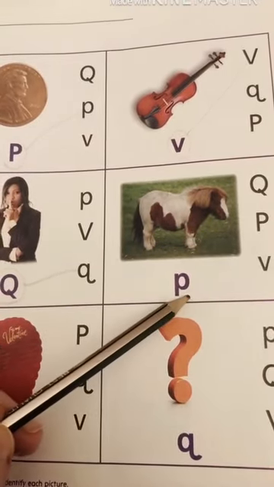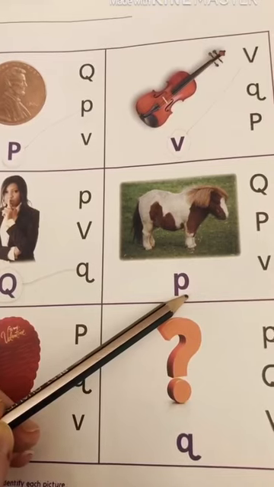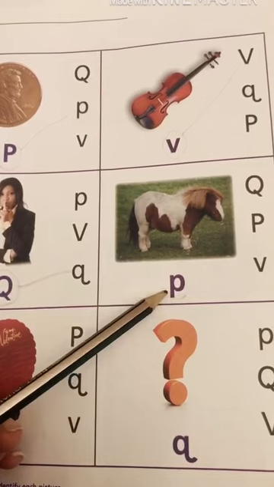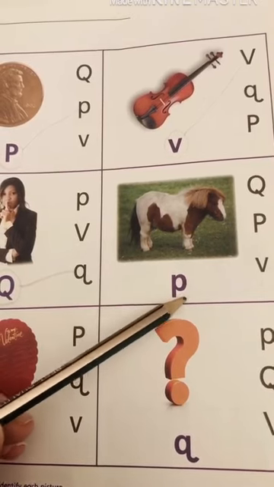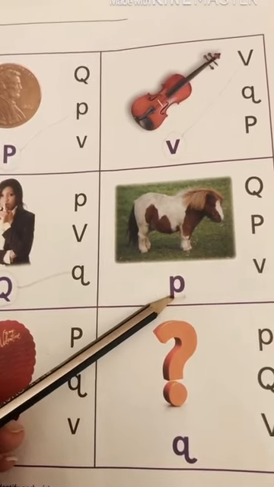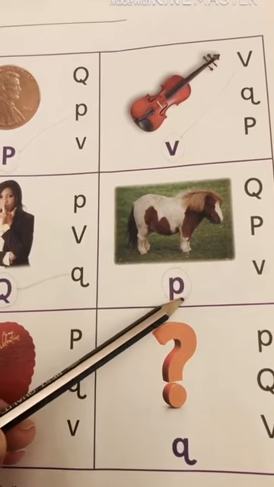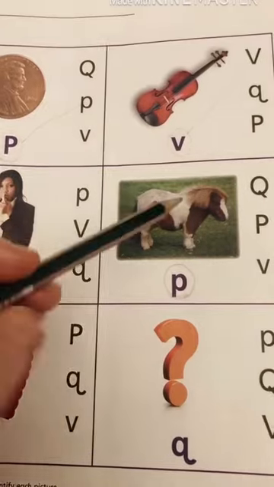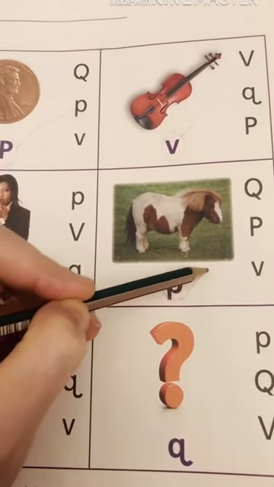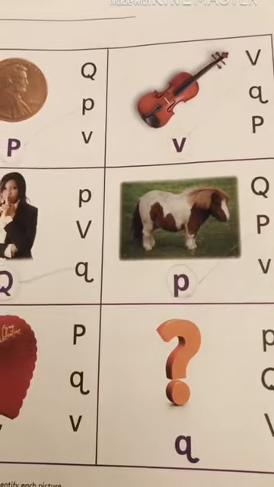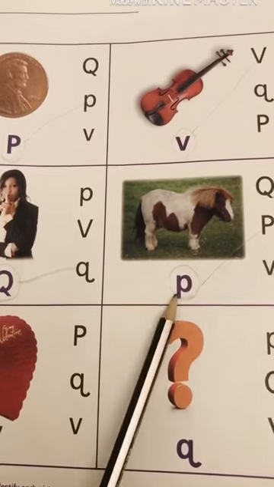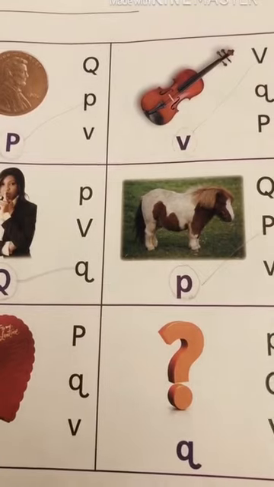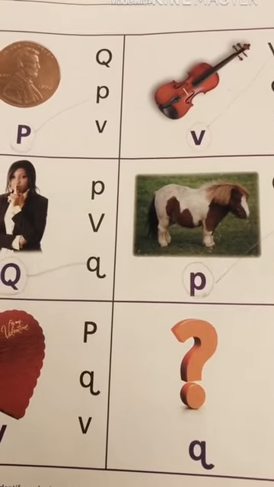Very good. This is the letter P. Okay, is it the uppercase P or the lowercase? Lowercase P. Circle it, please, and let's look for the uppercase P. Good job. So draw a line from the uppercase to the lowercase. Now, what is the sound of the letter P? Very good. The sound of the letter P is P, P, P.